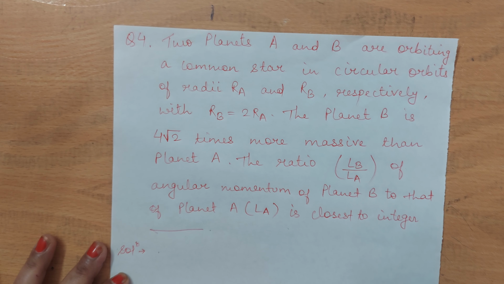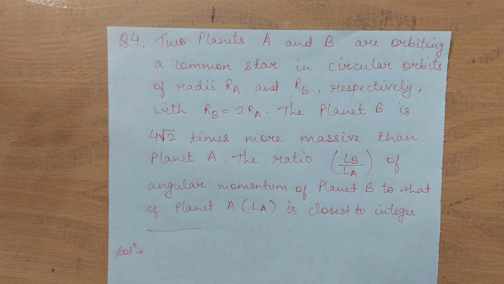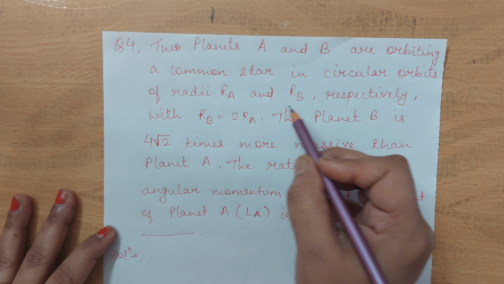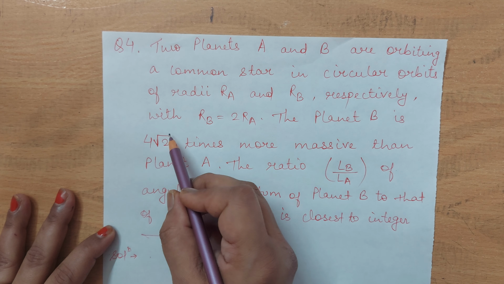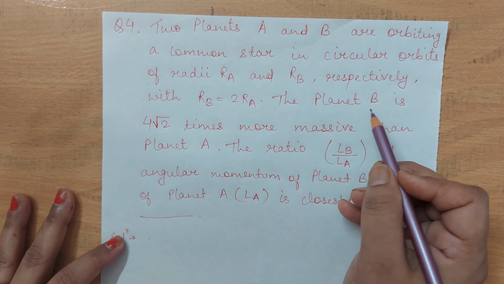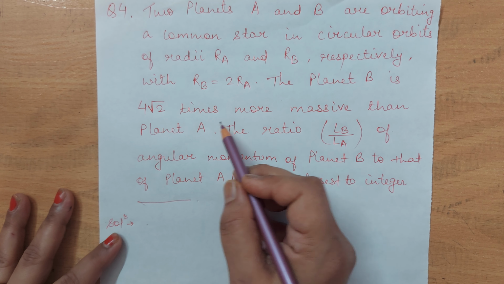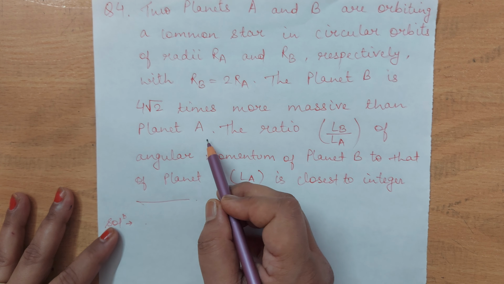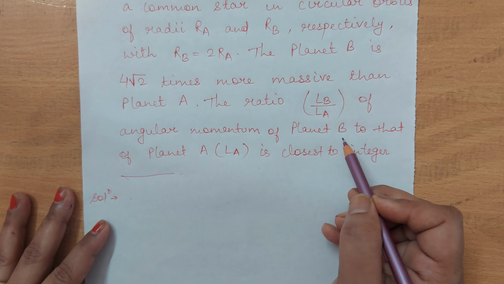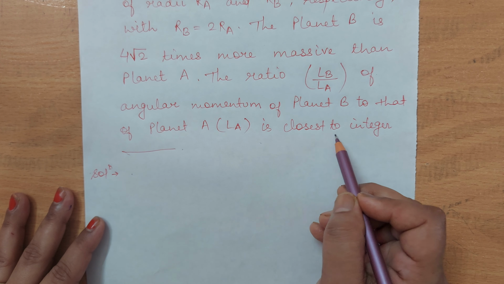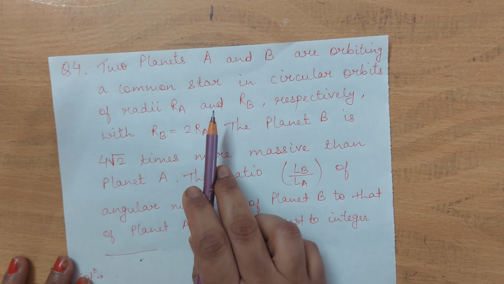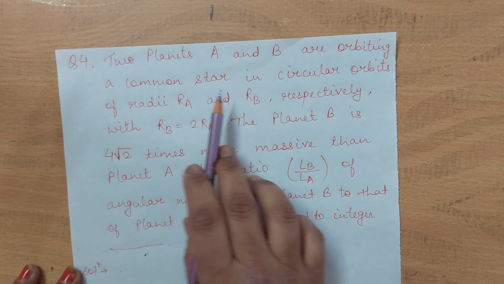Two planets A and B are orbiting a common star in circular orbits of radii Ra and Rb respectively, with Rb equal to 2Ra. The planet B is 4√2 times more massive than planet A. The ratio Lb by La of angular momentum of planet B to that of planet A is closest to which integer? So again in this question we have two planets which are orbiting a common star.